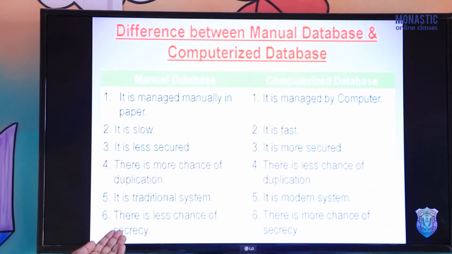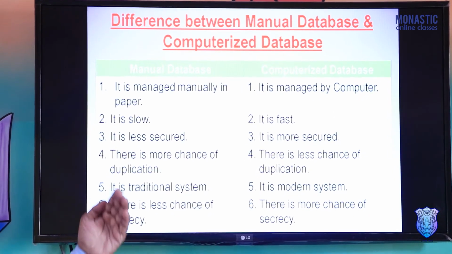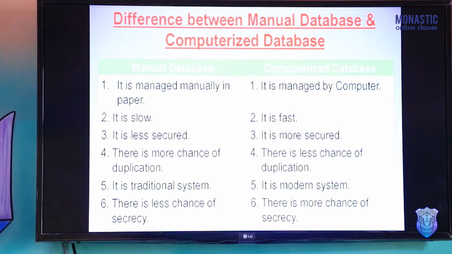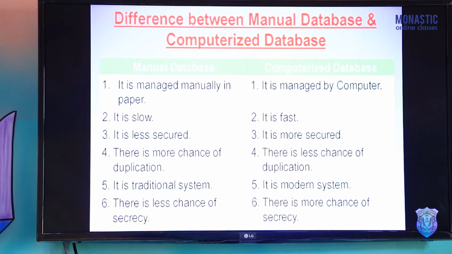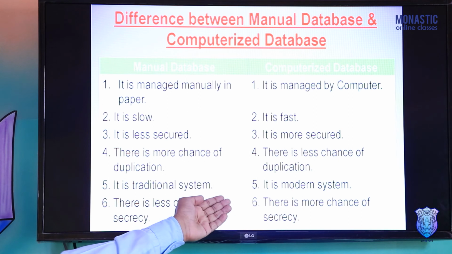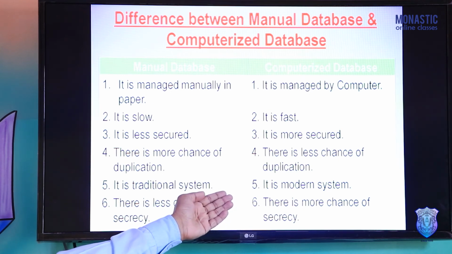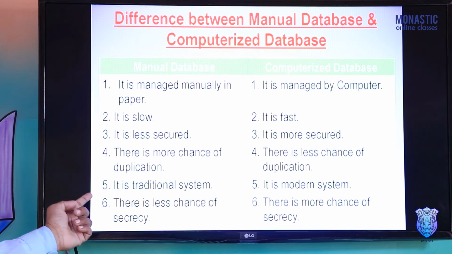Next point we have, it is a traditional system, and it is a modern system, the computerized system. Nowadays the market is of computerized systems. Everywhere it is computerized. Every office and every organization is computerized. So everywhere the computerized system is more common, and the previous paper system is the traditional system.